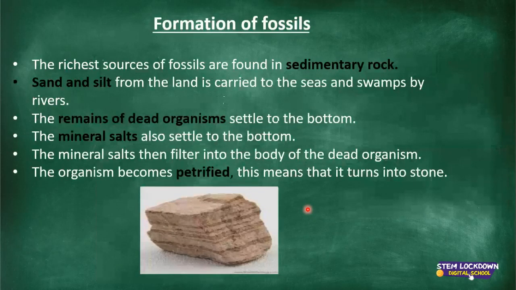Now, how do fossils form? The richest source of fossils are found in sedimentary rock. Sand and silt from the land is carried to the seas and swamps by rivers. The remains of dead organisms settle to the bottom, and mineral salts also settle to the bottom, which then filter into the body of the dead organism, and this dead organism becomes petrified. It is turned into a stone, and then we find a fossil. So this is how fossils are made.